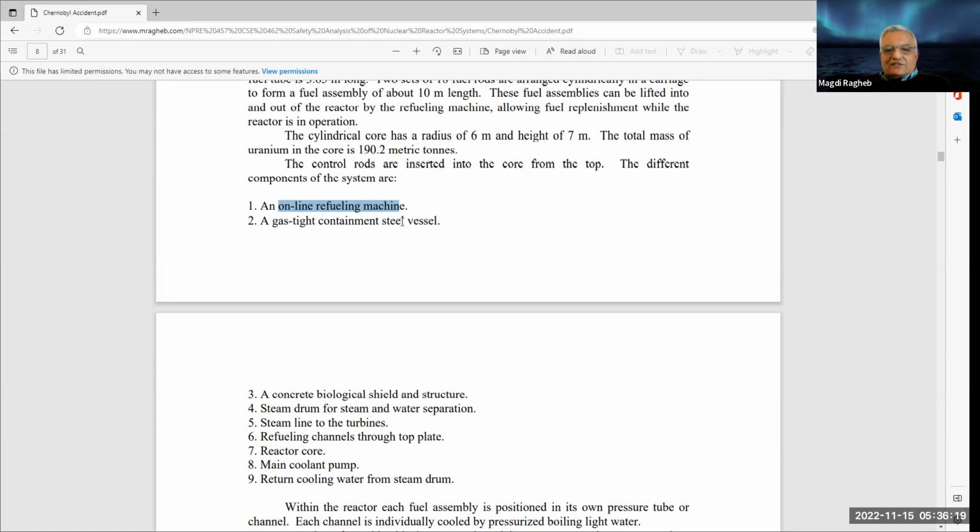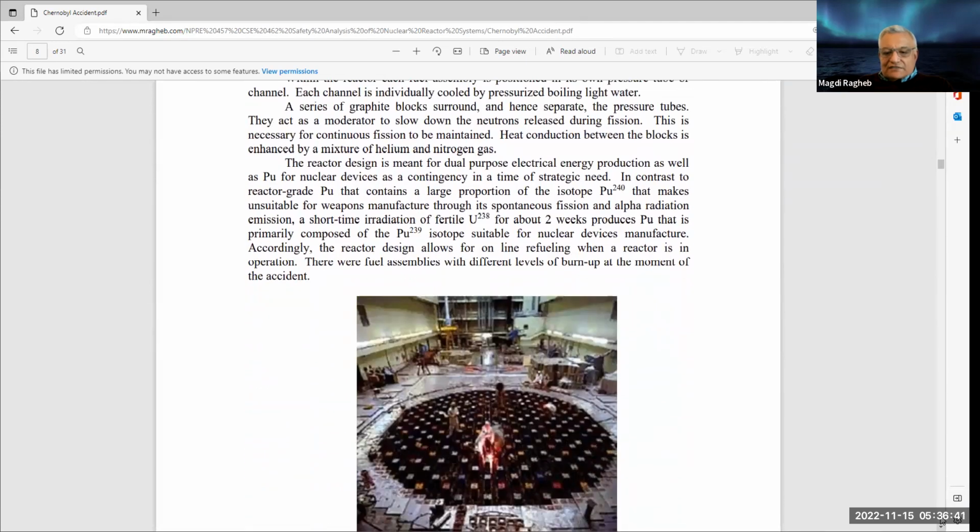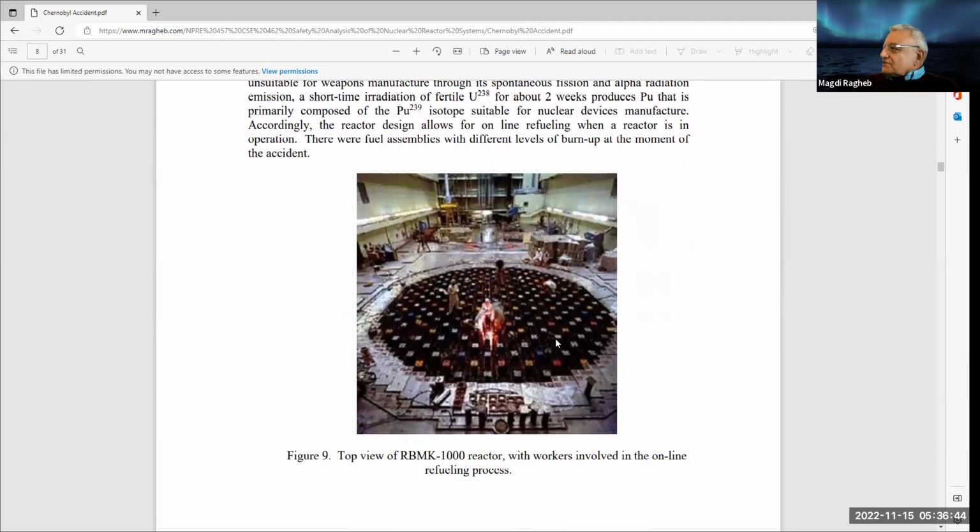It had a gas-tight containment steel vessel. It had a concrete biological shield structure. They had steam drums for steam and water separation. They had steam lines to the turbines and refueling channels through the top plate. They had, of course, a reactor core, main coolant pumps, and return water from the steam drum. So it was a design that looked like a standard design. And my contention that it was a dual-purpose plant is shown here in the diagram. These are people, as you could see here, walking on top of the core while it is in operation. That would not happen in other designs of reactors.